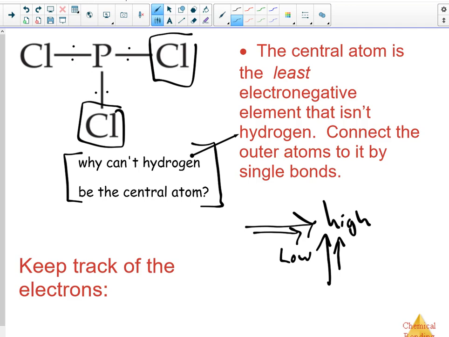Okay, here's another way to know phosphorus goes in the middle. How many phosphoruses are there in this substance? 1, and how many are there of the rest? 3. Almost always, and I can't even think of an exception, the thing you have less of goes in the middle.